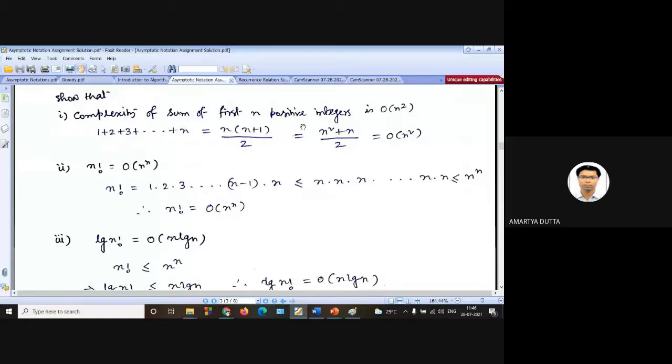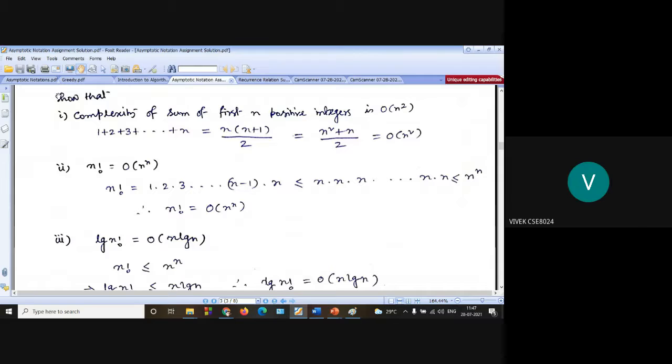So what is the complexity of the sum of the first n positive numbers, 1 plus 2 plus 3 up to n? The formula is n into n plus 1 by 2, that is n square plus n by 2. So in a polynomial of n, we have to choose the fastest growing term and ignore all the constants. So from this, we can get order of n square as the complexity. Is it clear?